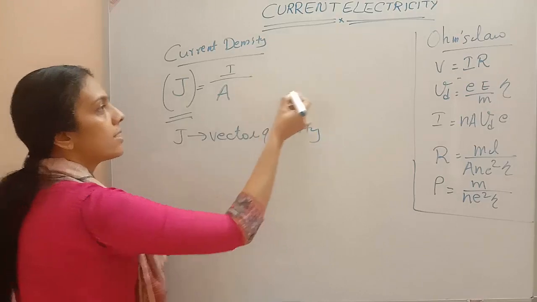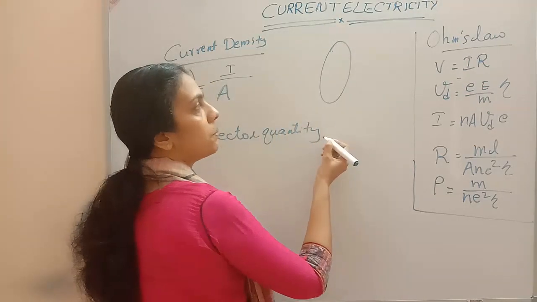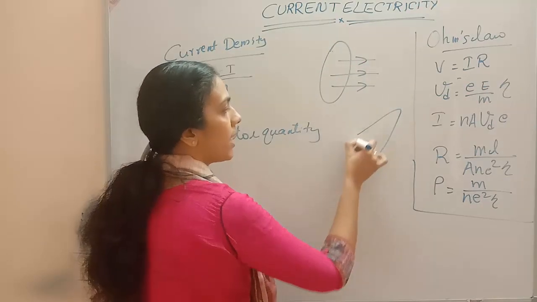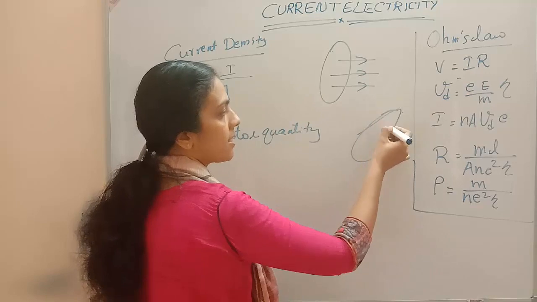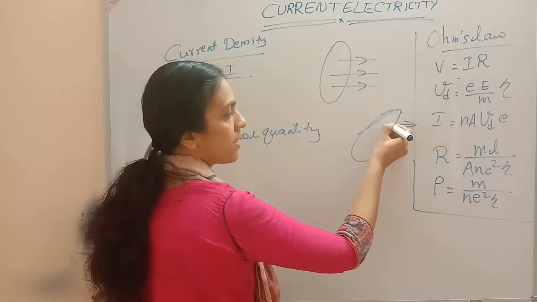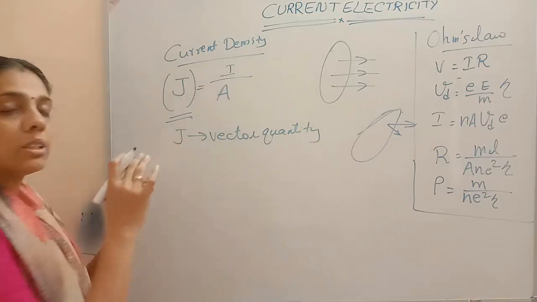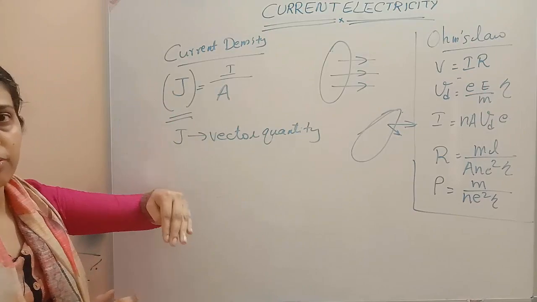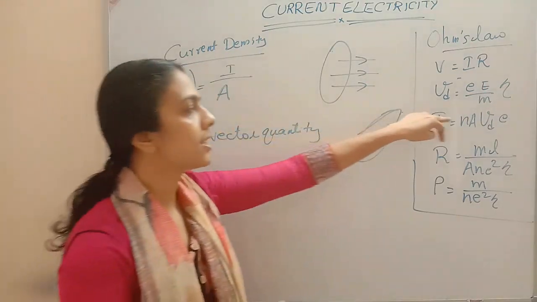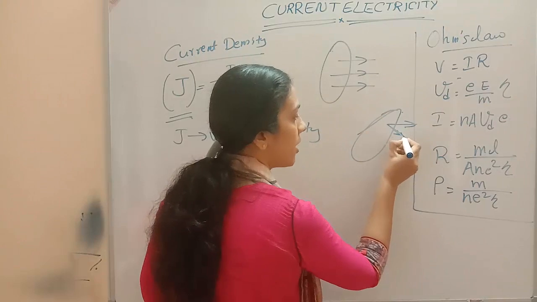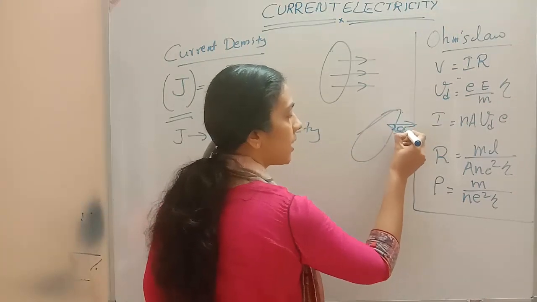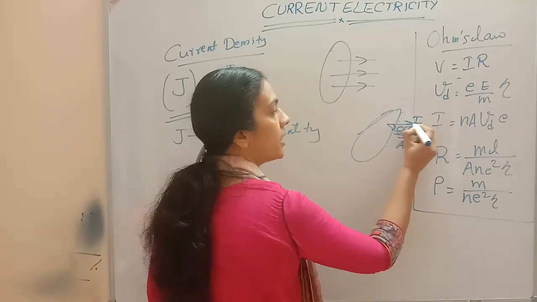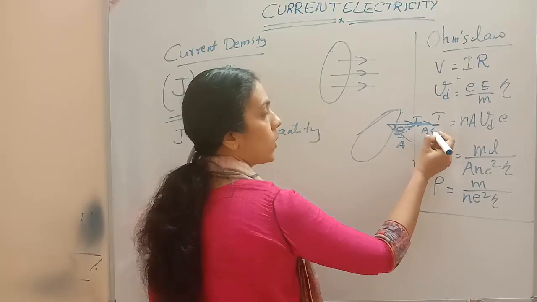If I consider the surface like this, the area will be acting perpendicular to it. If I consider the area like this, it will be perpendicular to this. That means the area vector acts normal to the surface. Now the current I will be acting in this manner, so we should consider the components. This is the area component which makes an angle theta with the current. Then what will be the area component acting along the current? A cos theta.